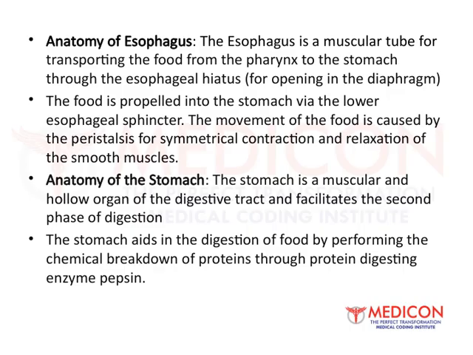Food is pushed down this tube thanks to a process called peristalsis. Think of it as a series of symmetrical contractions and relaxations of the smooth muscles lining the esophagus. This coordinated movement ensures that food moves efficiently and smoothly into the stomach.